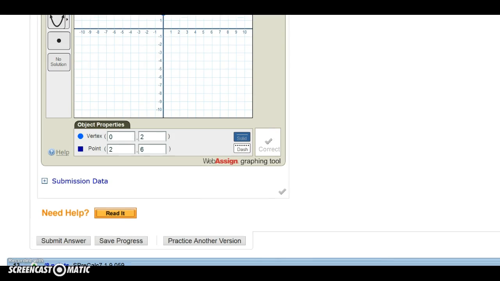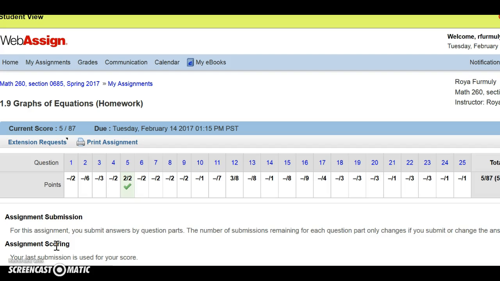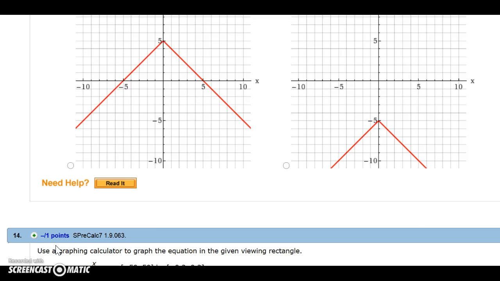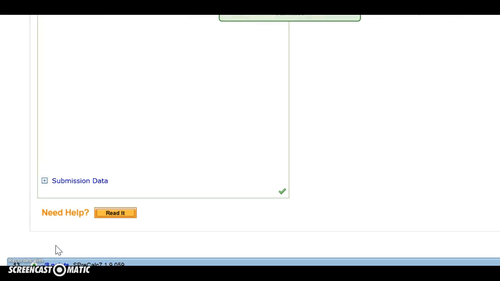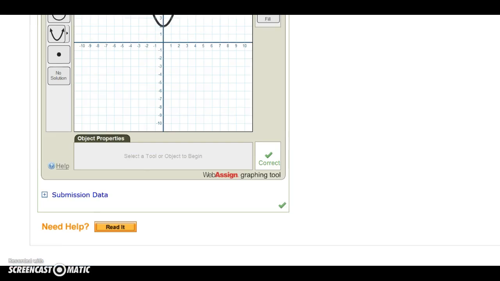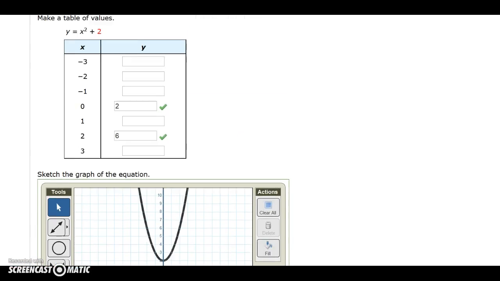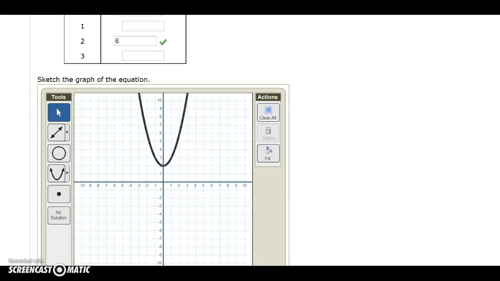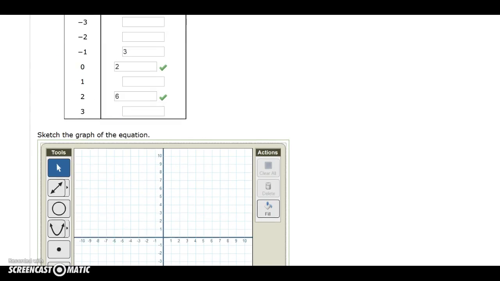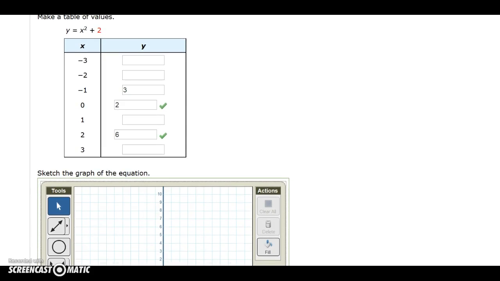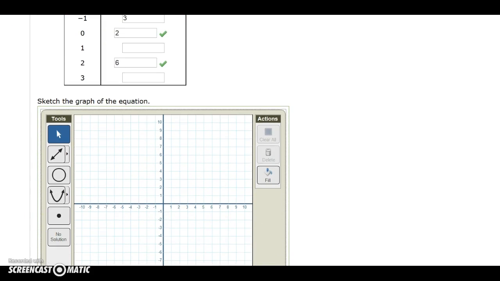We're going to submit. And see what that gives us. Okay, and it looks like it's fine. So I just picked 2 ordered pairs, and it made the parabola for me. I should point out that when you graph this parabola, it's important that you pick that lowest point, or if it's an upside down parabola, the highest point, which is called the vertex, first, and then another ordered pair.